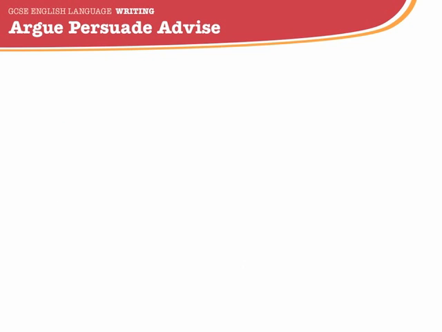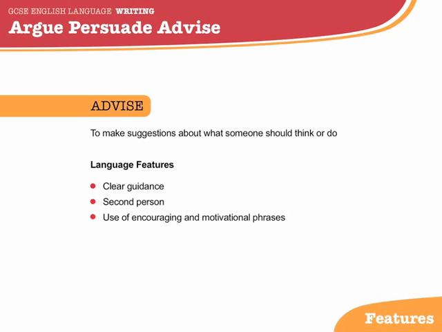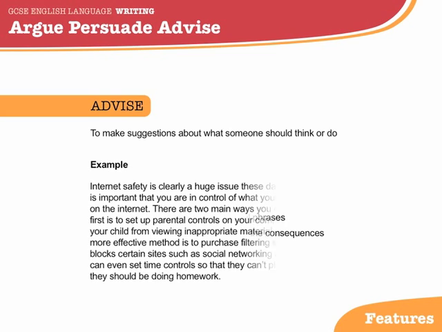Writing to advise is a much more restrained form of writing than persuade or argue. Its language features include giving clear guidance to the reader about what to do. For this reason, you should use the second person where appropriate. Addressing your reader directly makes them feel like you are advising them personally. To get them to act, use encouraging and motivational phrases to make your advice seem sensible. You should also give the reader choices about what to do and explain the consequences of each option.